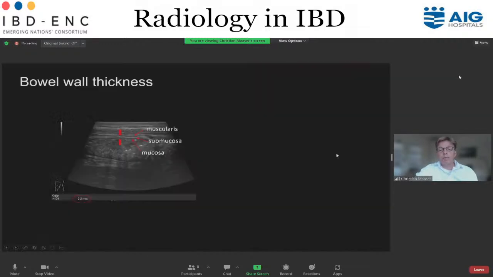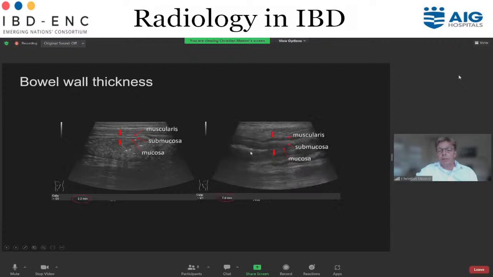Now, what are the parameters to look for? The most important parameter in all clinical trials is bowel wall thickness. Here you can see the probe is up here, and then you see the three layers. This is the intestinal lumen, and then the blackish here is the mucosa, white submucosa, muscularis. That's 2.2 millimeters. You see that down here. That's normal. And then you see in an inflamed Crohn's disease patient, that's air in the lumen. Black mucosa, white submucosa, muscularis, that's 7 millimeters. That's severely thickened. I think every one of you can see the difference.